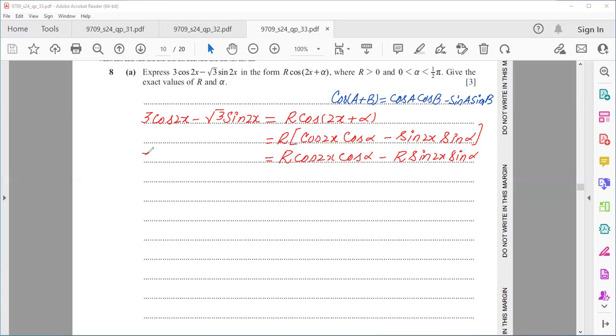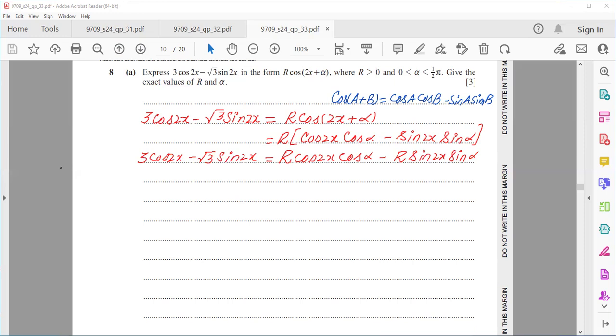We know that whenever we have to compare two equations, we have to compare the coefficients. In algebraic form, we compare the coefficients of the like terms. Like term means the coefficient of x square will be equal to the coefficient of x square, the coefficient of x will be equal to the coefficient of x. But in this case, we have to compare the trigonometric ratios. On the left hand side we have cos of 2x. Where is the cos of 2x? The cos of 2x is over here.